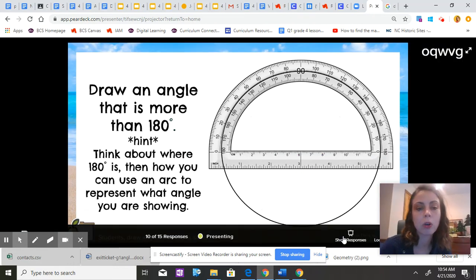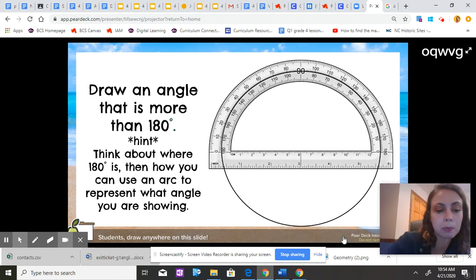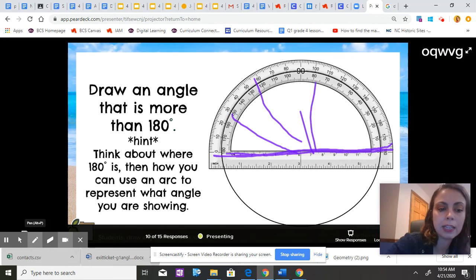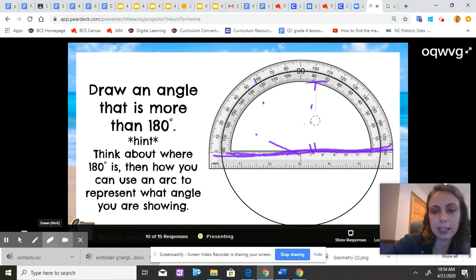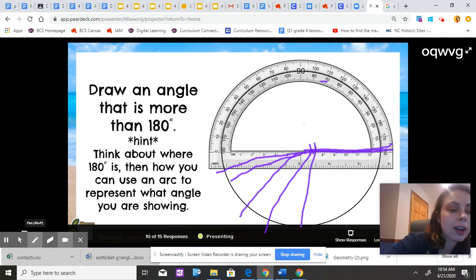This one was to draw an angle that is more than 180 and think about how you can use an arc to represent where your angle is. So if this is 180 and I need it to be more than that, if I do anything this way, that would be less than 180. And we don't want less than 180. We want more than. So our arc, or the rest of our angle, can go here, here, here, wherever you want that to go that is more than 180.